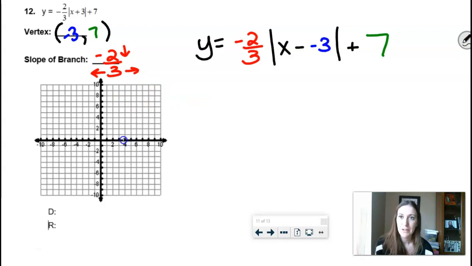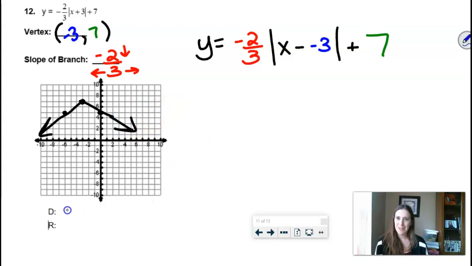All right, here we go. Negative 3, 7. And then from that vertex, you're going to travel down 1, 2, and then right 1, 2, 3. Then down 2, and then left 1, 2, 3. And then you're going to hold your breath and try to graph. Wow. I could have done a little better. Oh, you know what? Sometimes you just need to go with it.